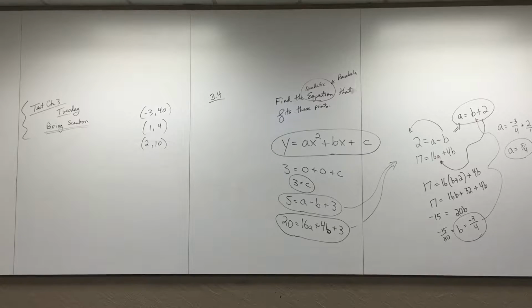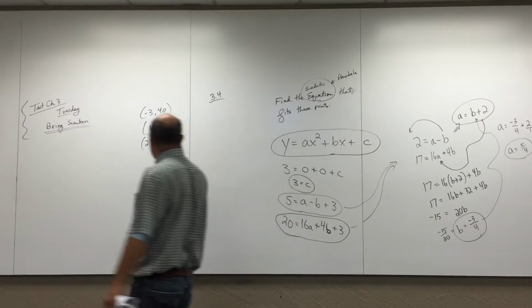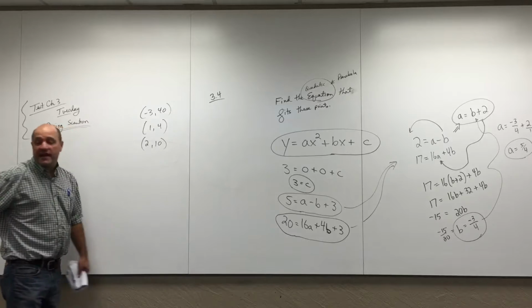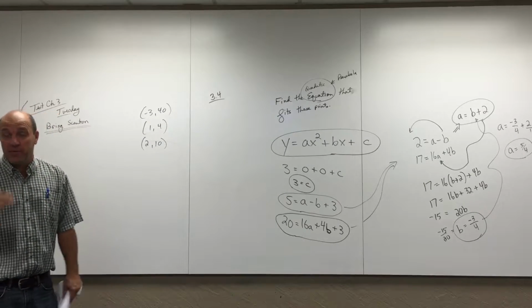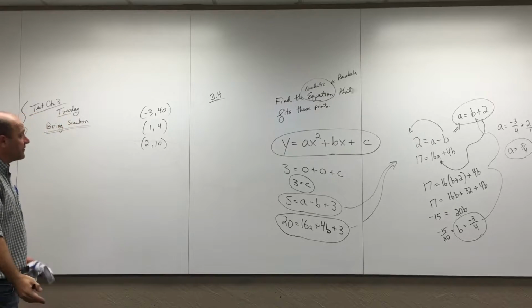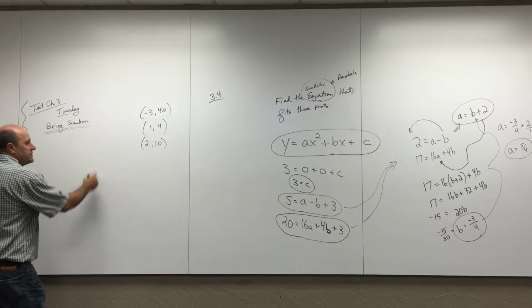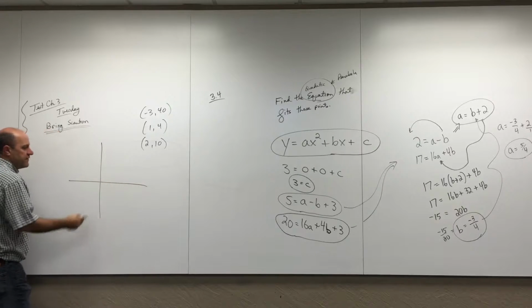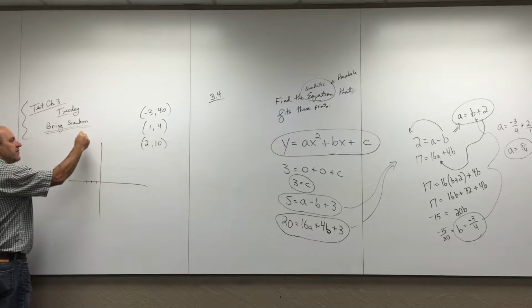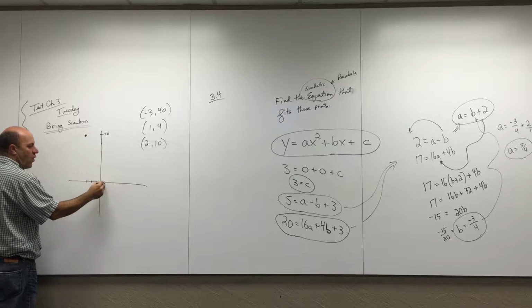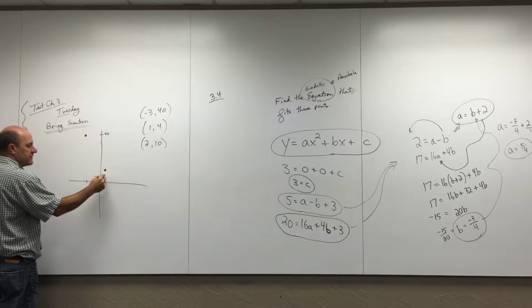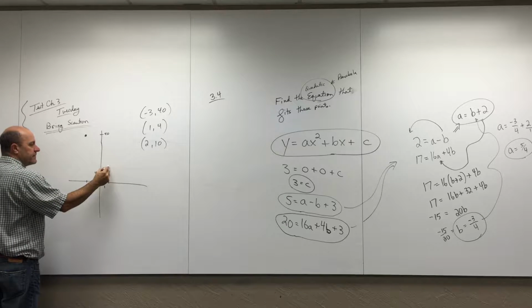I don't know if any of them is the vertex. They're given 3 random points. I kind of doubt any of them is the vertex. If one of them was known to be the vertex, that would make life a little easier, but I don't think I know that. Let me just plot them, just see what they look like. (-3, 40) is way up here. (1, 4) is right about here, maybe. And then (2, 10), okay.